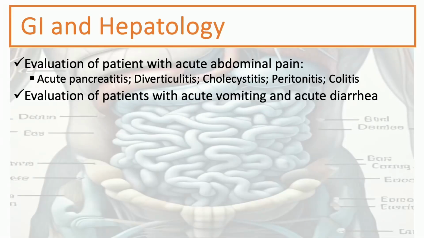Evaluation of patients with acute vomiting and acute diarrhea, and how to handle these patients, how to evaluate patients with hypovolemia and dehydration, and when to start antibiotics, when not to start antibiotics, and what could be the different causes, and what are the important causes of acute vomiting and diarrhea.